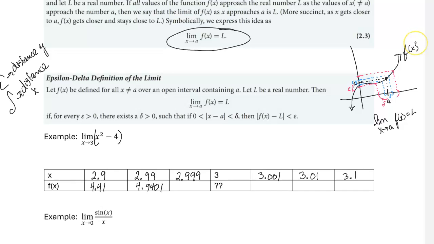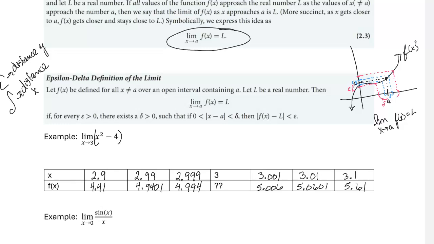2.999 is 4.994. On the other side, 3.1 gave me 5.61. 3.01 is 5.0601, and 3.001 is 5.006.